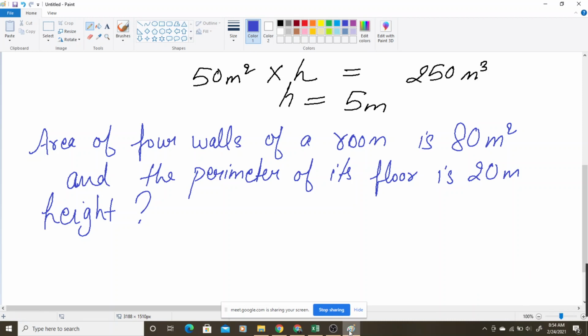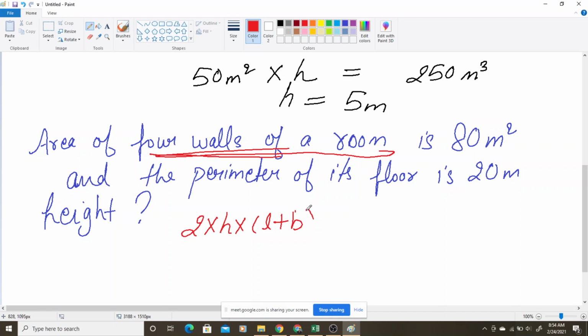Okay, see, what is given in this question is the area of the 4 walls. So what is the formula to find the area of 4 walls of a room? Just focus on this thing. 4 walls means we are only talking about the CSA of a room. CSA, curved surface area of a room, that means you will be talking about only 4 walls, so you will be taking the formula 2 multiply h multiply (l plus b). This is the formula for the CSA of a cuboid or 4 walls of a room.